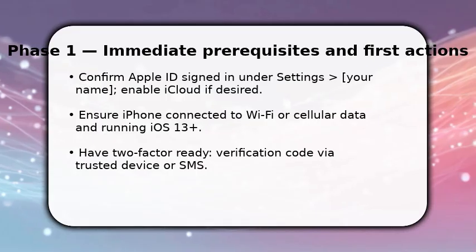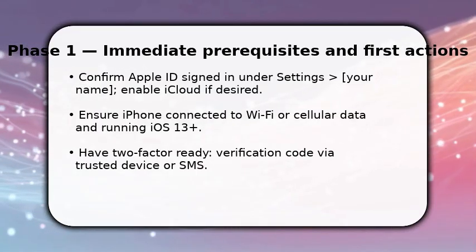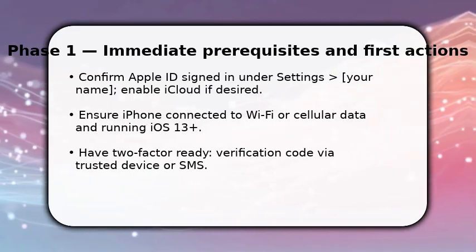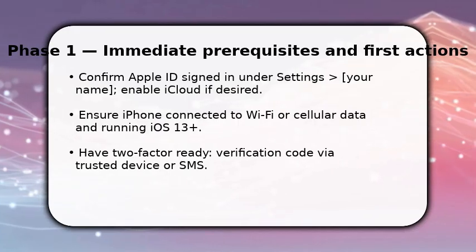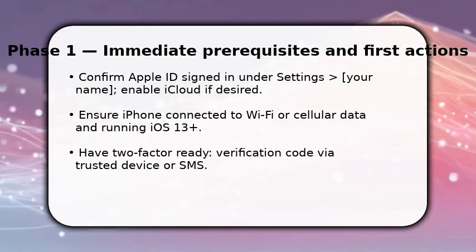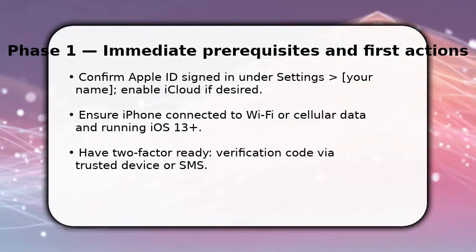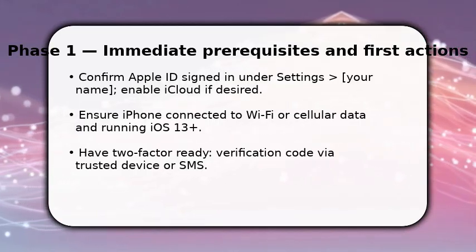You'll begin by checking prerequisites. Open settings and confirm you're signed into your Apple ID because iMessage links to that account. Once done, make sure Wi-Fi or cellular is active so activation can complete. Without network, messages won't register. If two-factor authentication is enabled, prepare the verification code sent to a trusted device or phone number.